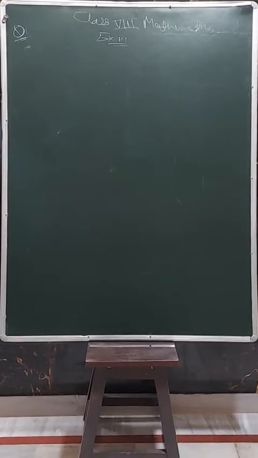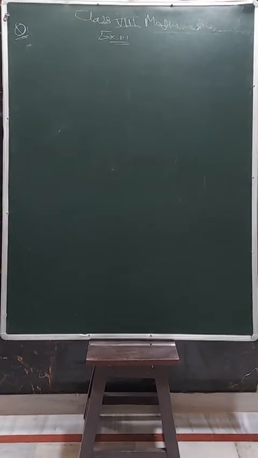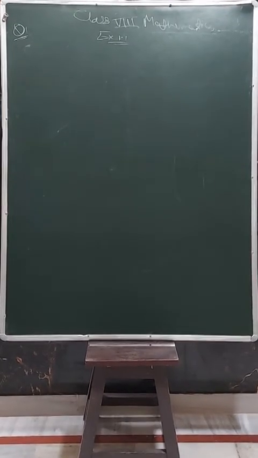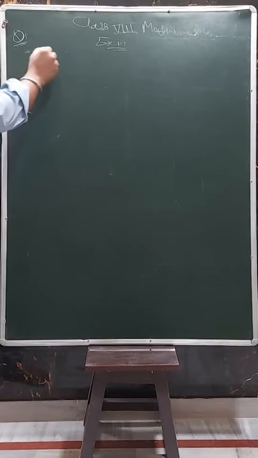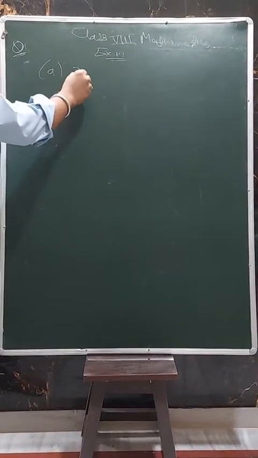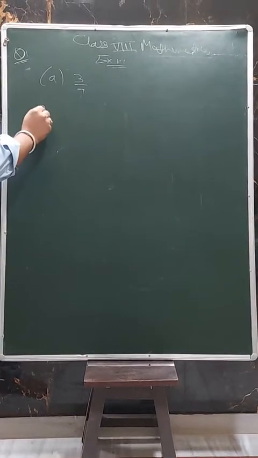Good morning, class. So today we start exercise 1.1, question number 1. The first question is: write the additive inverse of each of the following rational numbers. Suppose a number is given, 3 upon 7. We have to write the additive inverse of 3 upon 7.